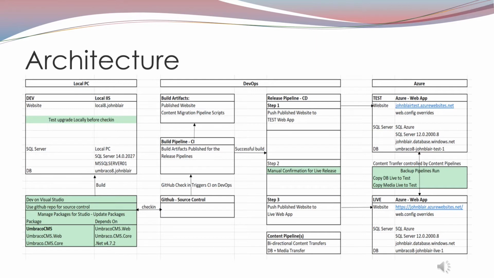Before the upgrade starts, I have two content release pipelines that I'll run. What they'll do is they'll copy the live database to test and copy all the media from live to test, so that when I test the upgrade on Azure for the first time in the test environment, it will be using live data. So if the site runs fine in test, it gives a reasonable confidence level that live should be okay.